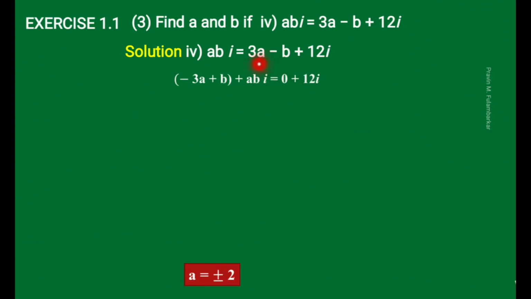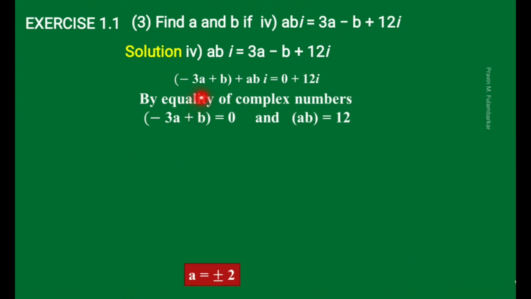So we write this 3a in left hand side as minus 3a, minus b in left hand side as plus b, because after transferring this its sign changes. Keep ab i as it is. In RHS remaining term is 12i, so we write this as 0 plus 12i. Now we can equate these two complex numbers. So by equality of complex numbers, we write minus 3a plus b equals to 0 and ab equals to 12.